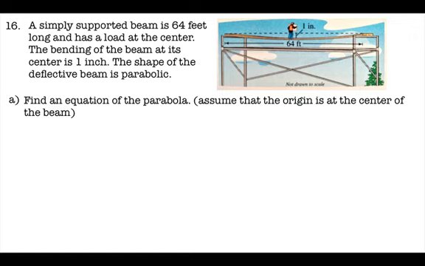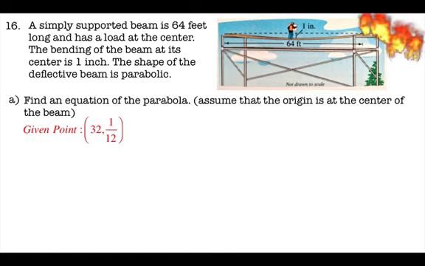If you look at this picture, what you're going to have to do is find the parabola. You have to actually use a point, and you are given this point, 32, 1/12. Where is this point coming from in the picture? It's right there. Now, why do I have 1/12? Because 1 inch, we need to change it to feet, and 1 inch is 1/12 of a foot.